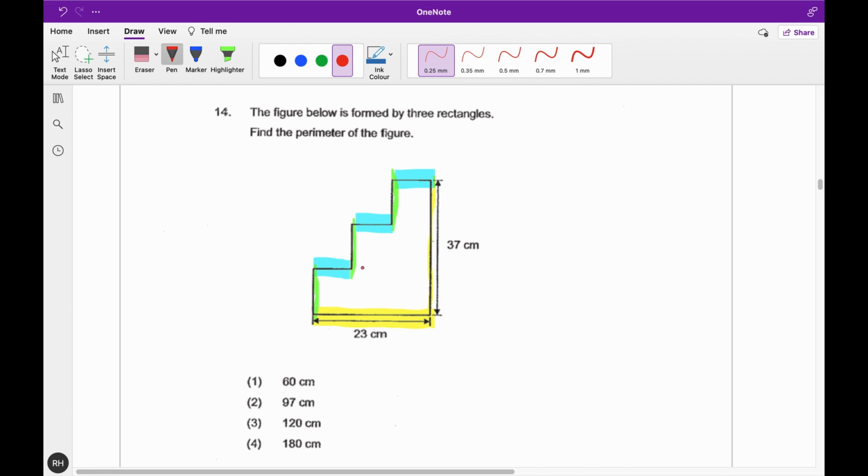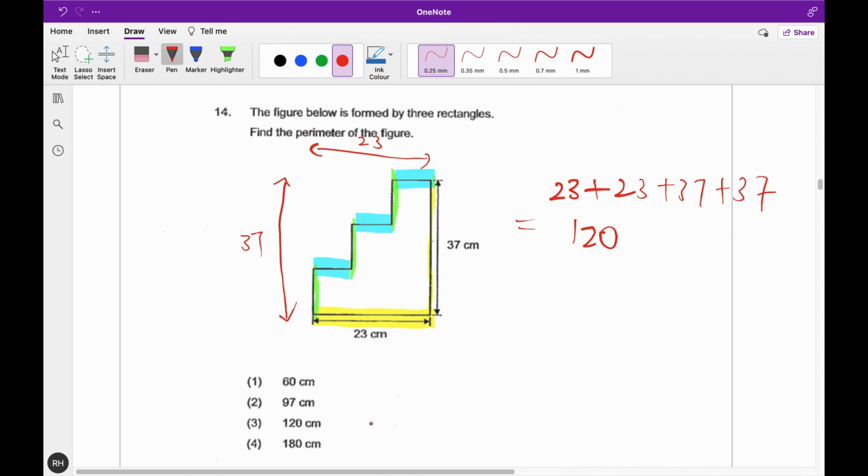Okay, so basically we just have to add 23 and 23 because these 3 blue parts add up to be 23. Okay, and then this green part here would be equal to 37. So the perimeter of the figure basically will just be 23 plus 23 plus 37 plus 37. The final answer would be 120 centimeters. So the answer is option 3.